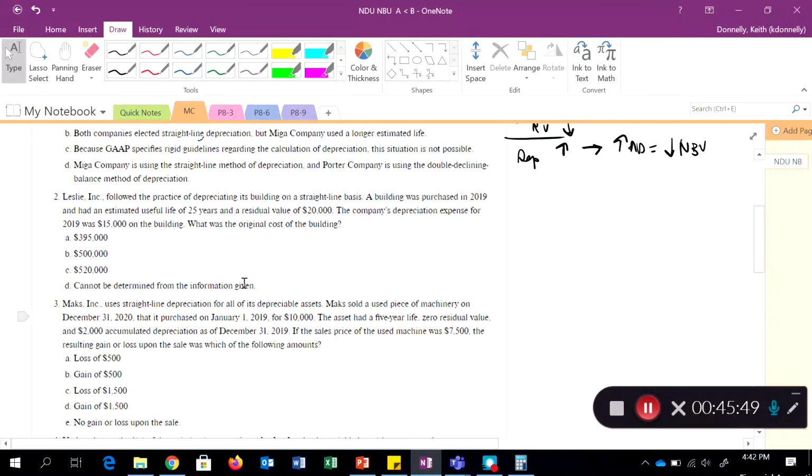Let's look at 2. So it looks like a company followed the practice of depreciating a building on the straight line basis. So we're dealing with straight line. The building was purchased in 2019 and had an estimated useful life of 25 years. Residual value, $20,000.